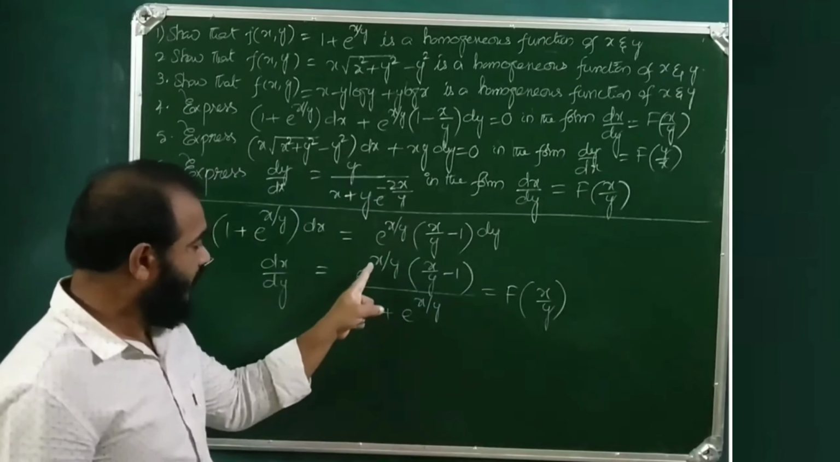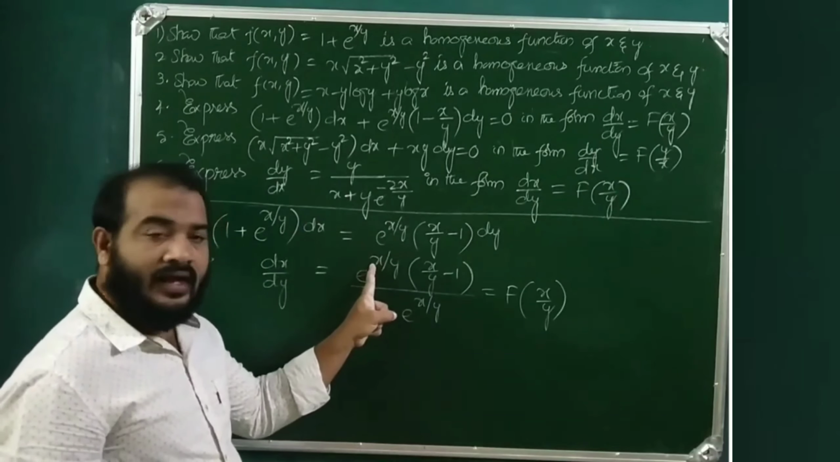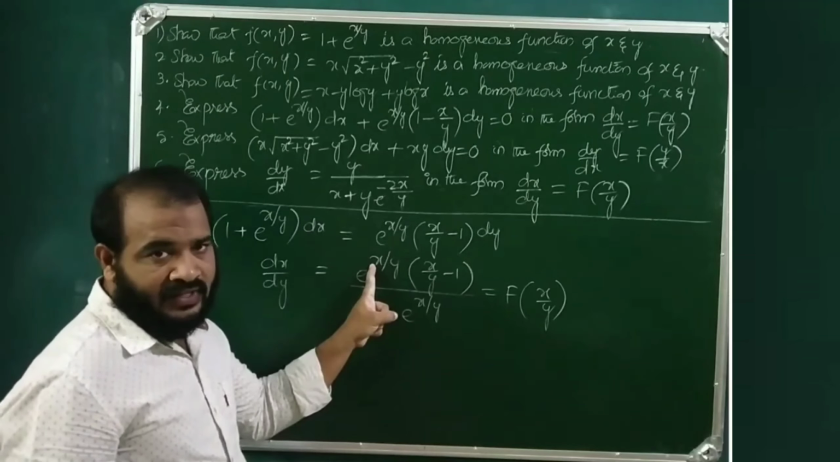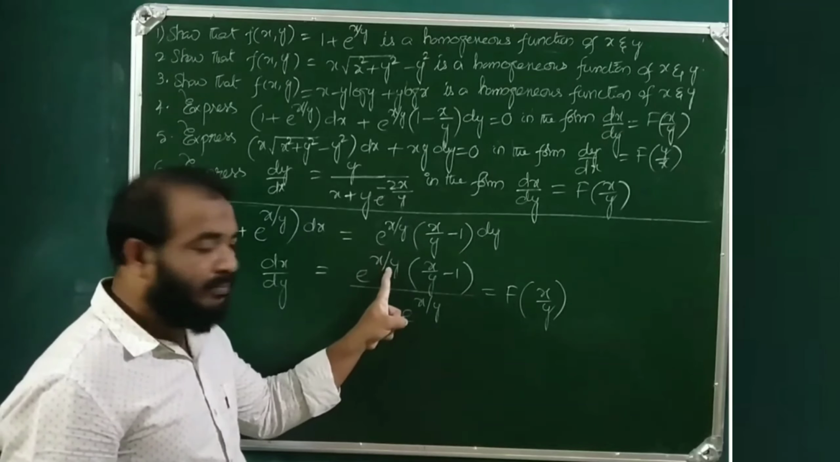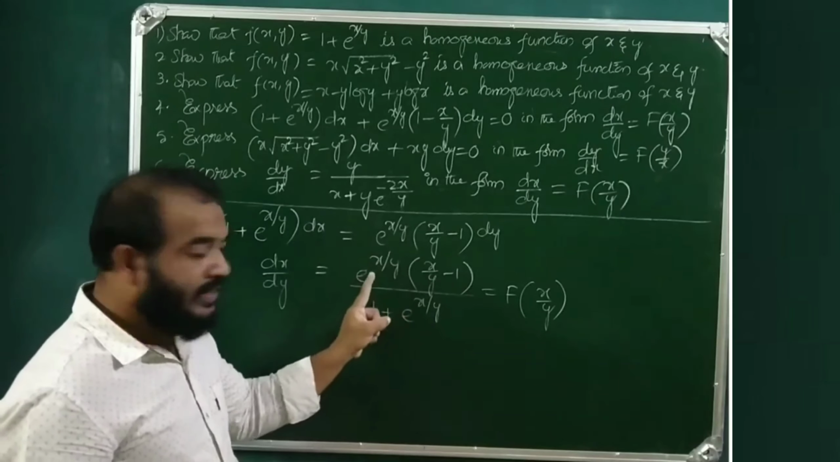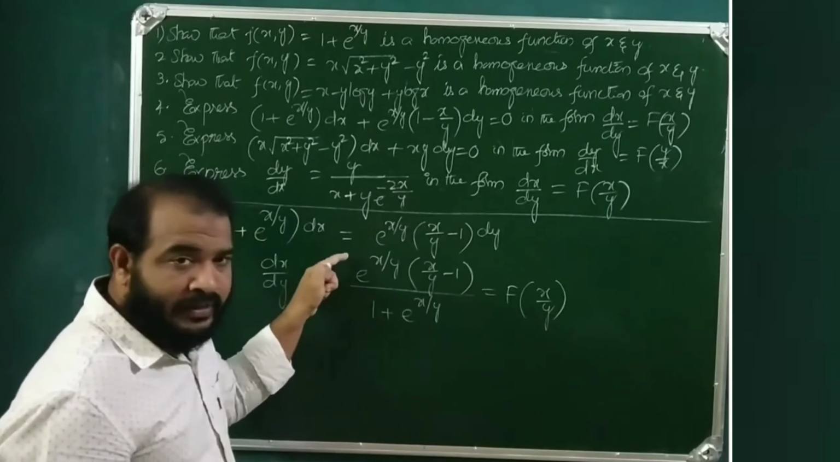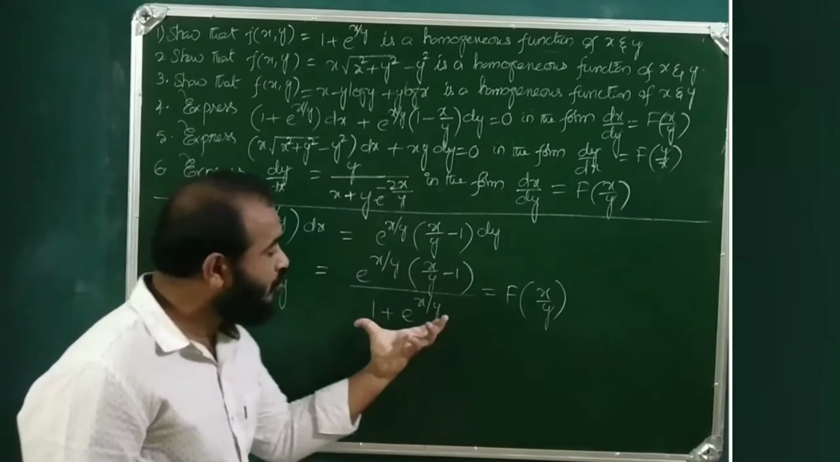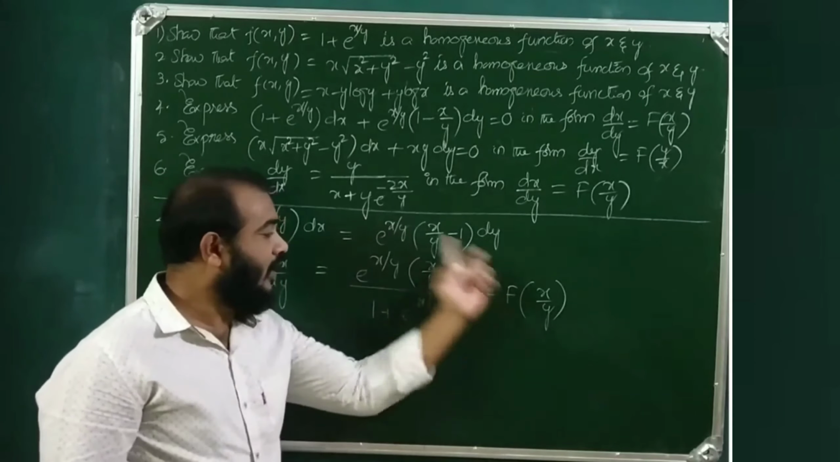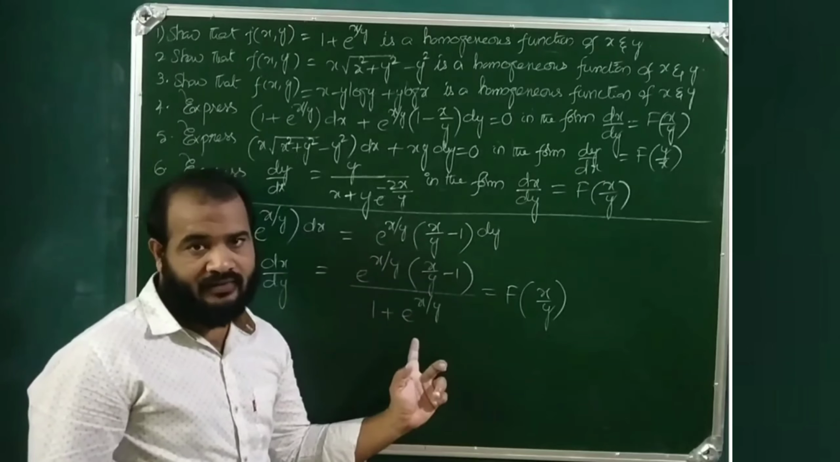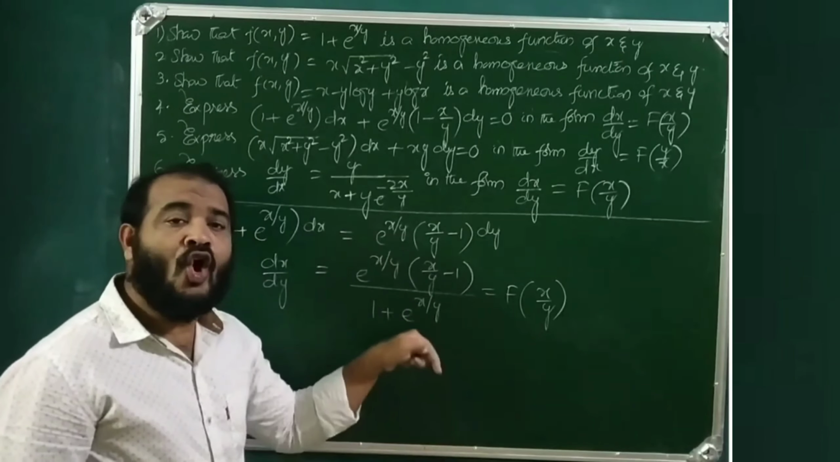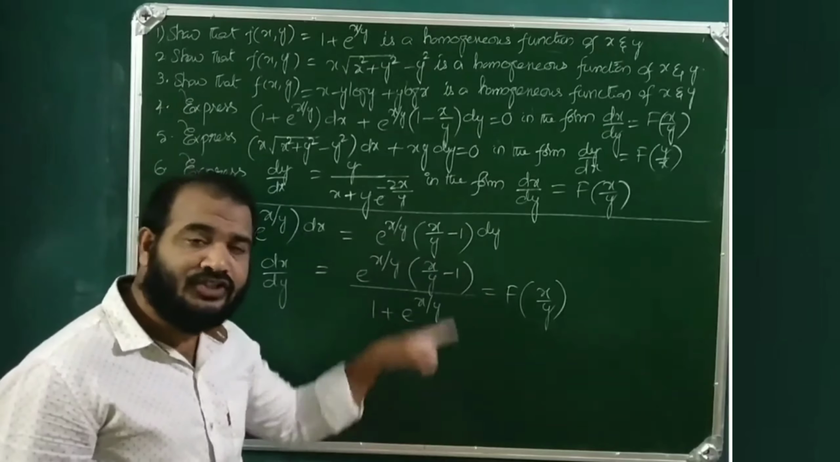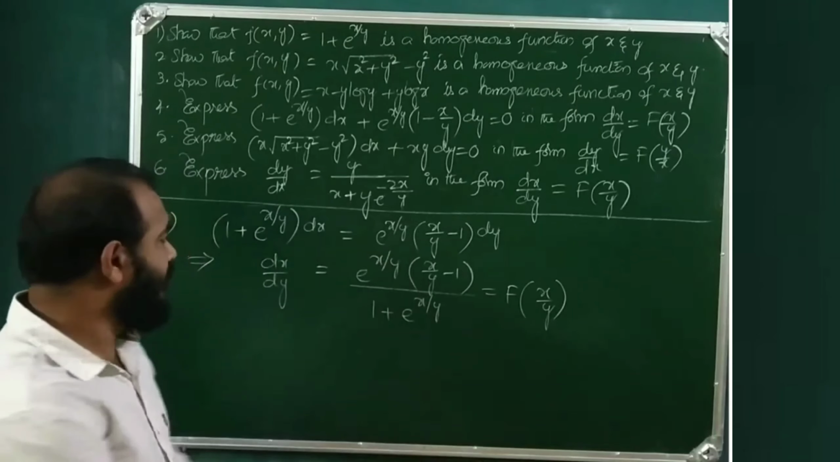To be more specific, if you substitute kx in the place of x and ky in the place of y, then we will be getting the same degree both in the numerator as well as the denominator. To be more specific, k power 0 into the same whole f of y we will be getting. So therefore this is a homogeneous differential equation.